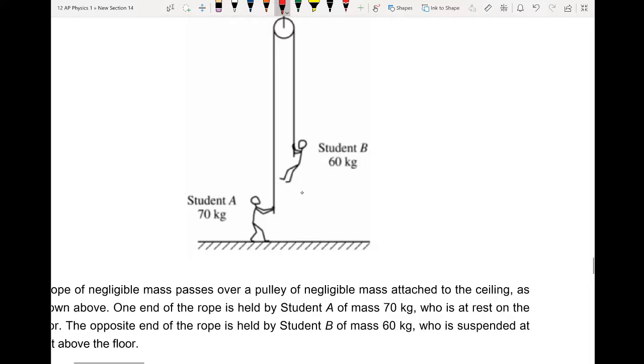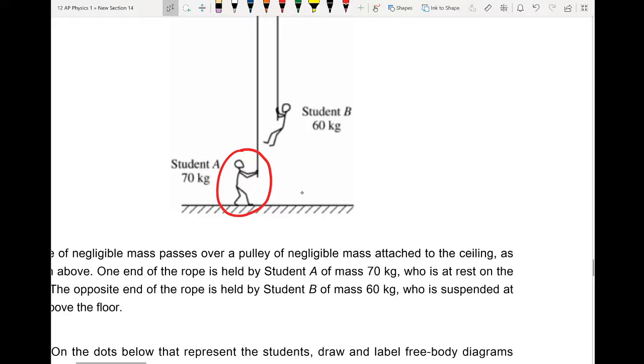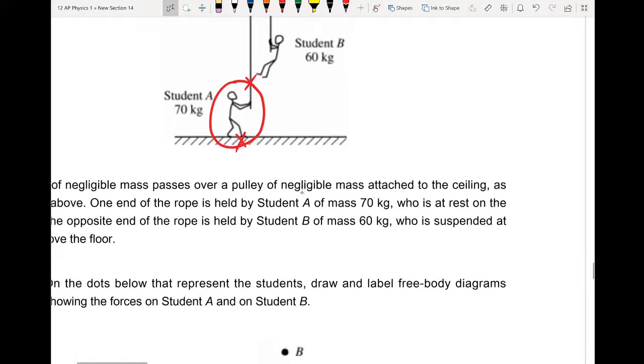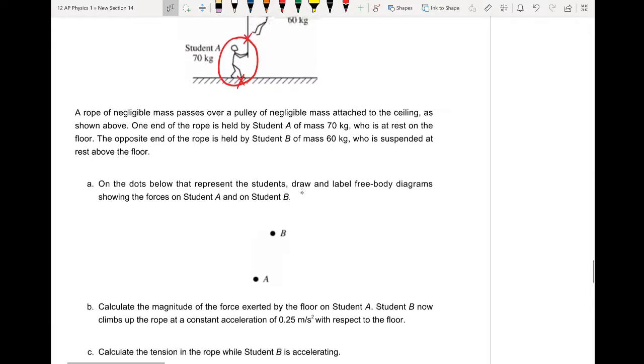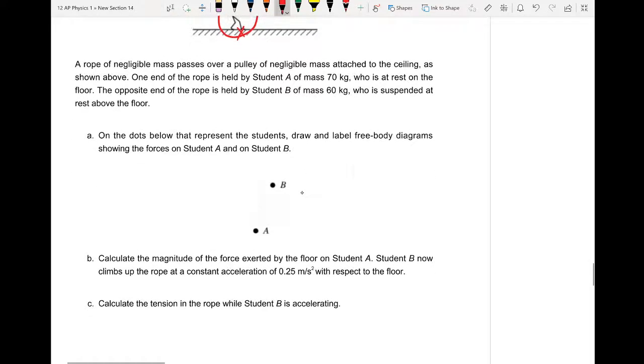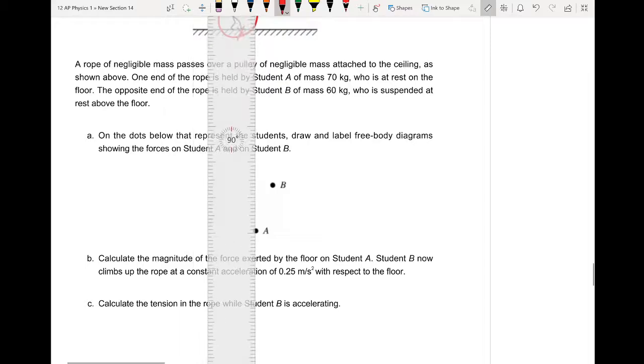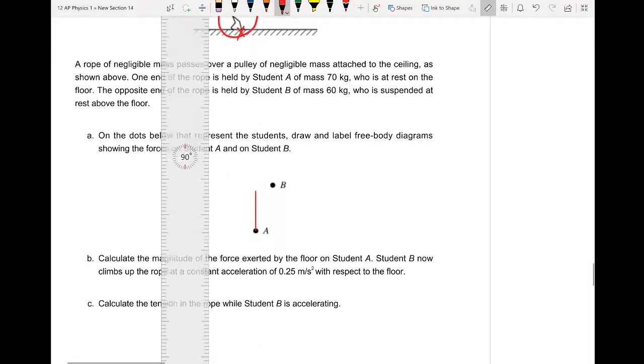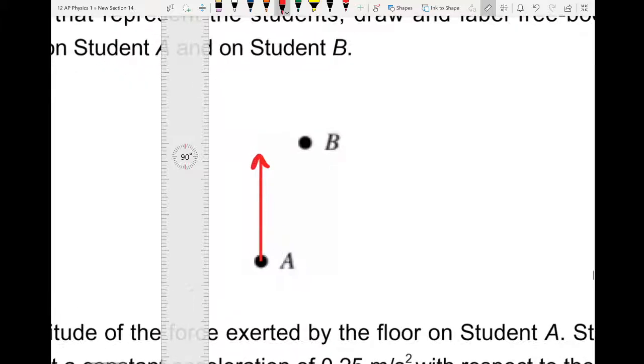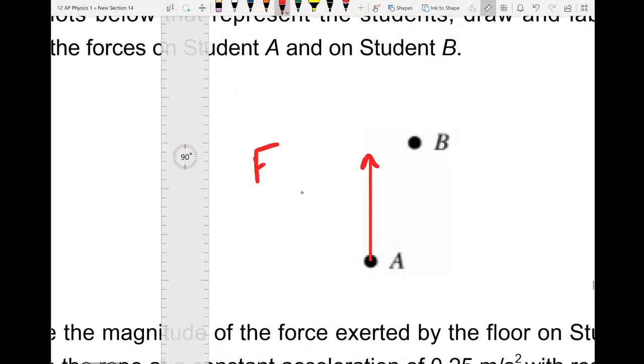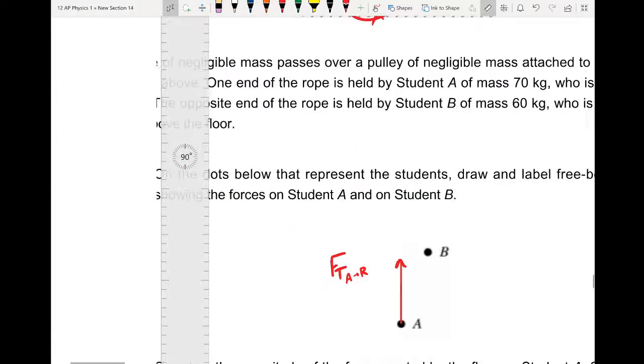We're going to follow this process where we circle our objects and then think about the contact forces. So it looks like student A is being contacted by the rope and then also by the floor. So if we're looking at student A, ropes are going to pull, they're not going to push. So we're going to have this upwards force of tension on student A by the rope. I'm going to label this.